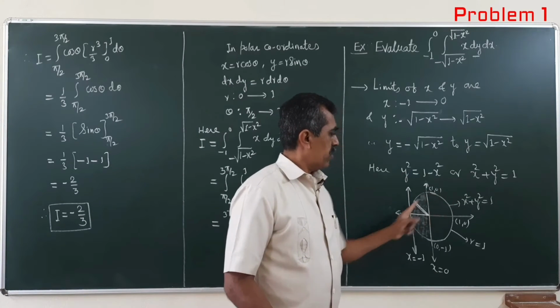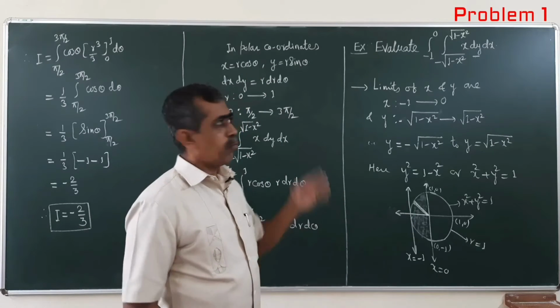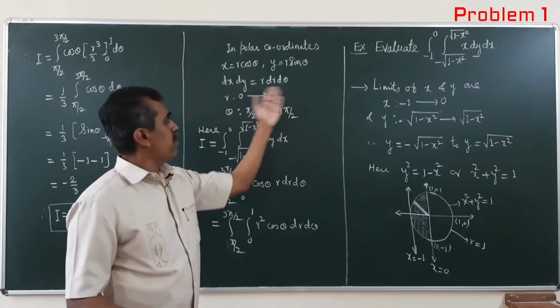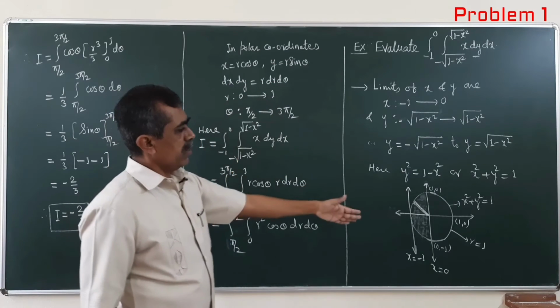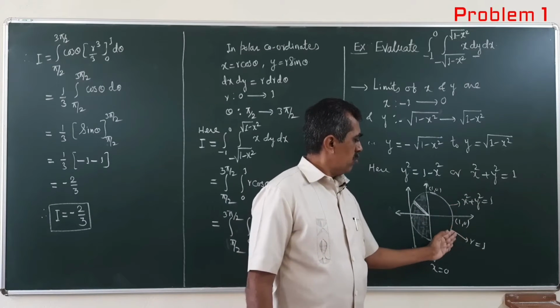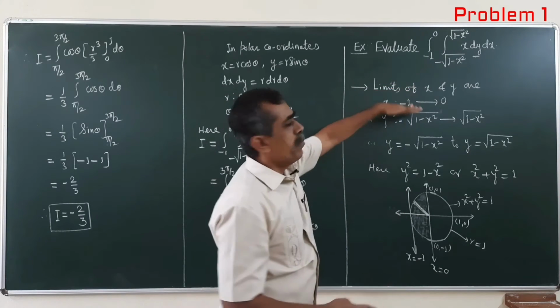As it is a part of a circle, I choose polar coordinates. In polar coordinates, x = r cos theta, y = r sin theta, dx dy is r dr d theta. Just find now the circle, its radius is 1. So, the equation of the circle is r = 1.